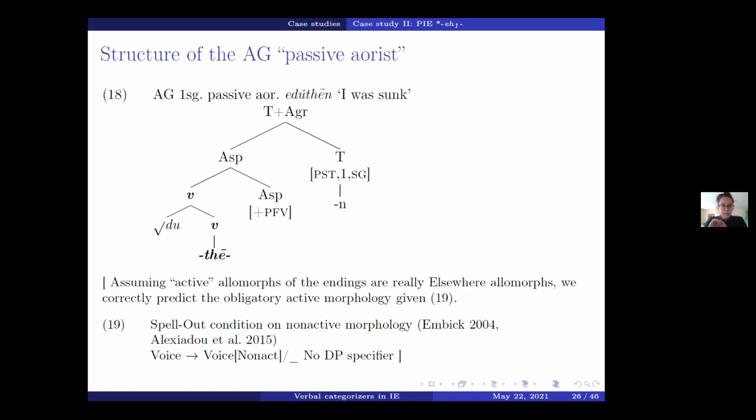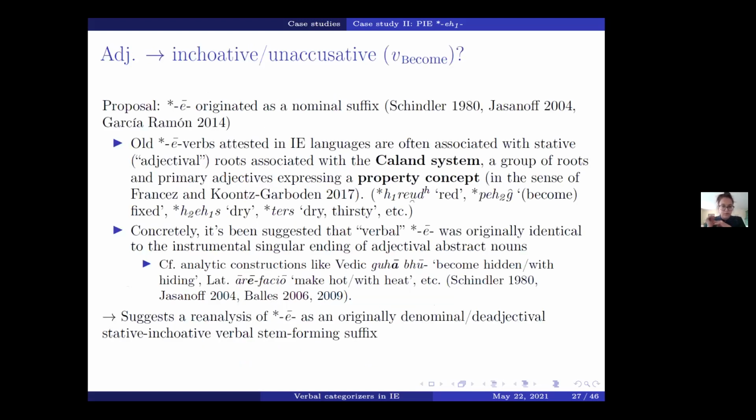So where does this A come from? This is what's interesting to us now. So there's this proposal in the literature that this was actually originally a nominal suffix that originated in adjectival abstract nouns. So abstracts from property concept adjectives such as red, fixed, dry, and so on. And that this is actually the original instrumental inflectional suffix of these adjectival abstract nouns that became reanalyzed in analytic constructions that we still see in Vedic Sanskrit, and Latin also has some remnants of that.